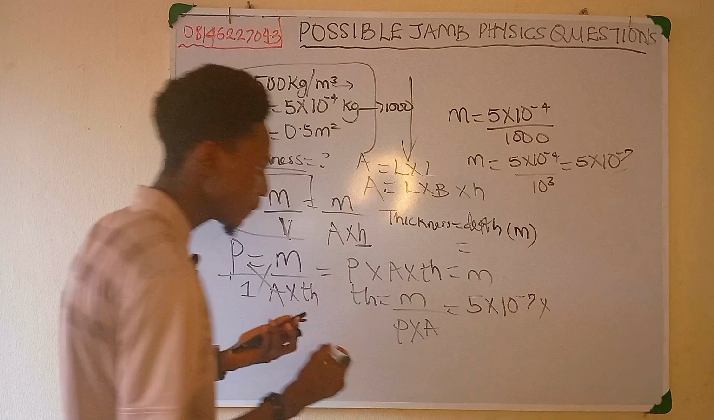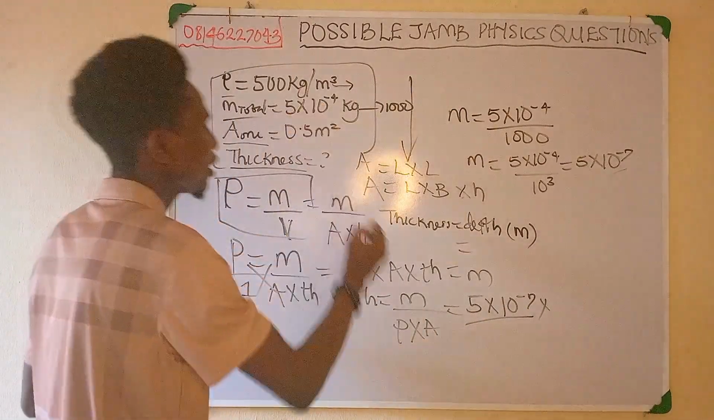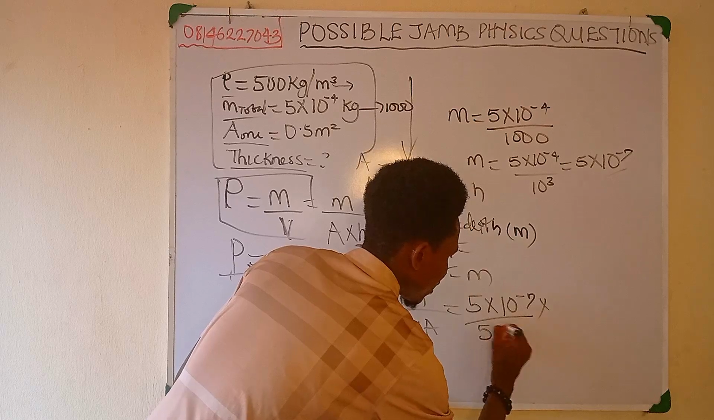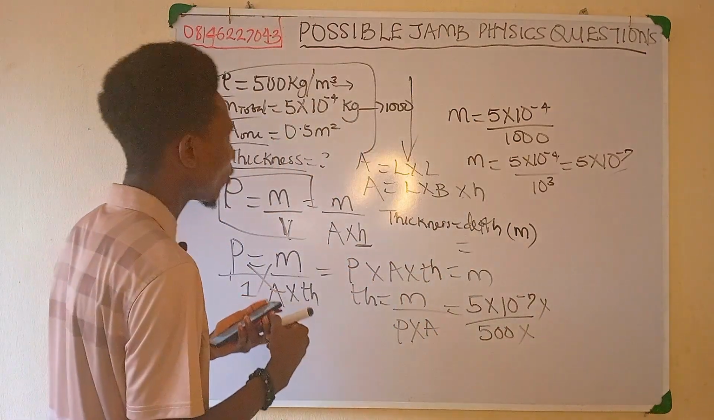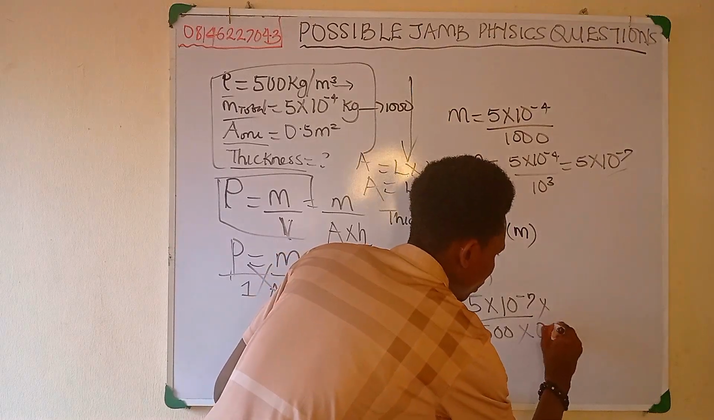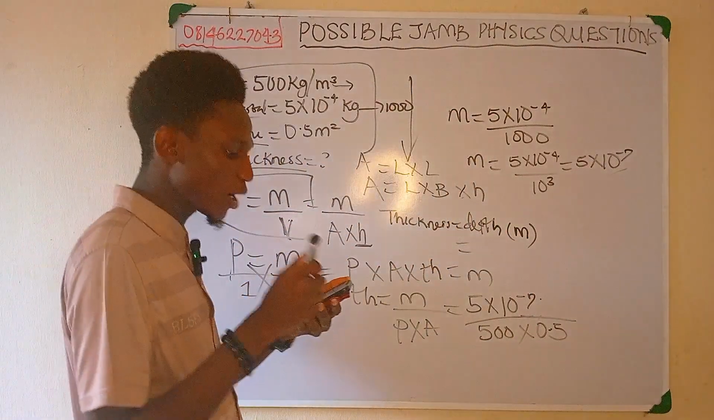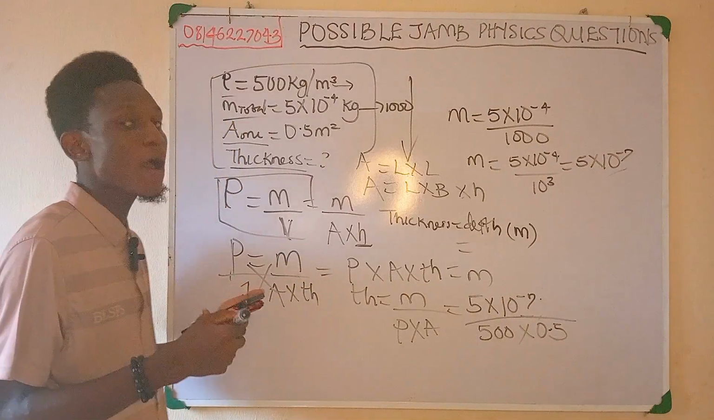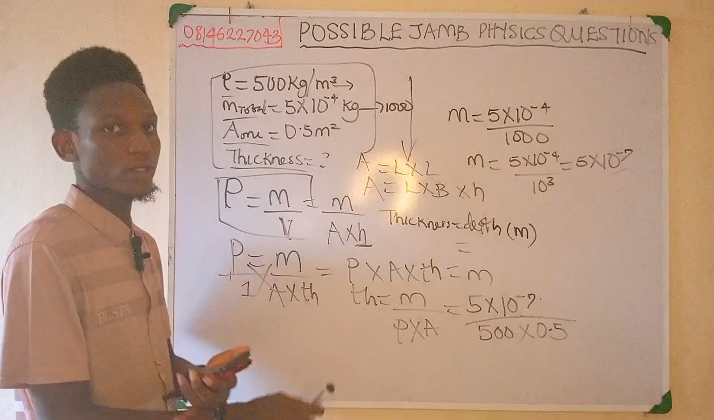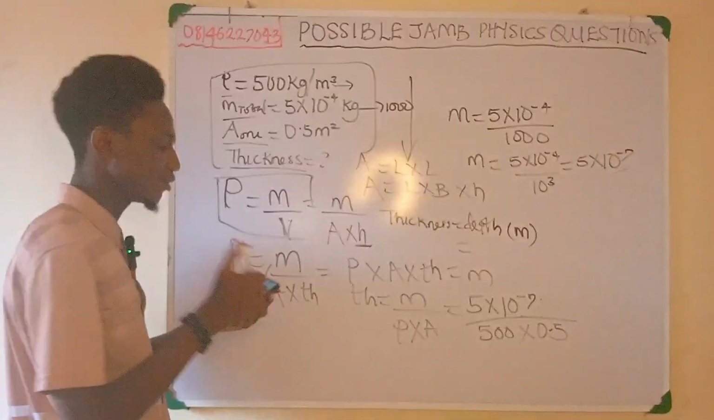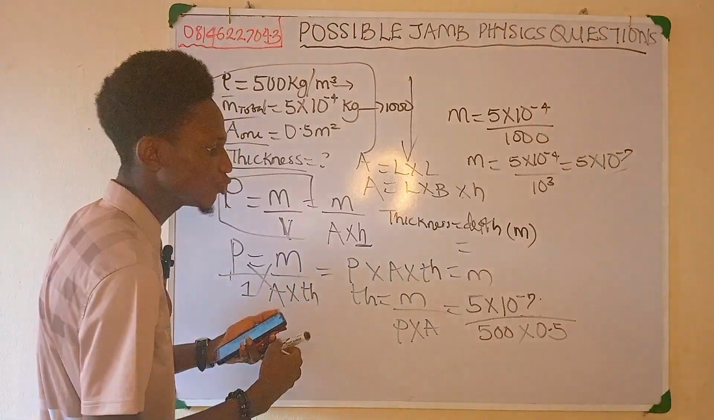I hope you can see it from there. Divided by, what's the density for oil? The density for oil is 500. Now, what is the area? The area is 0.5 meter square. That's the area for one drop. It was said in the question, one of the drops forms a thin film of area. If they told us the area for the total 1,000 drops, we would have divided by 1,000. But here they said one of the drops. So it means the area for one drop is 0.5.